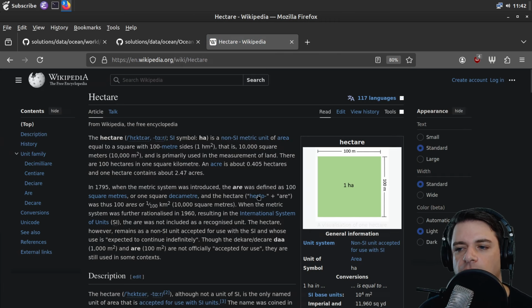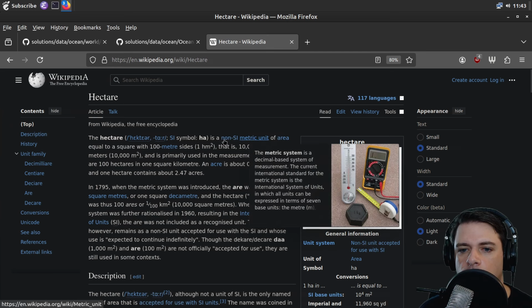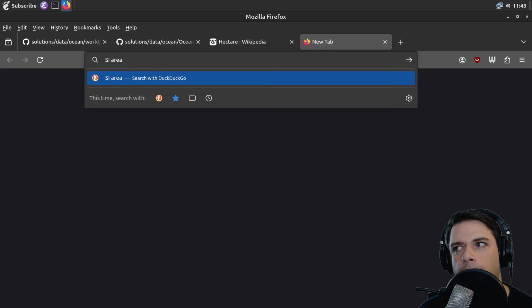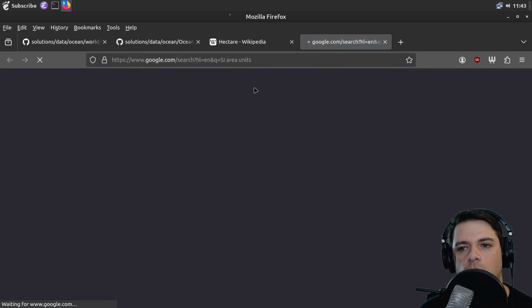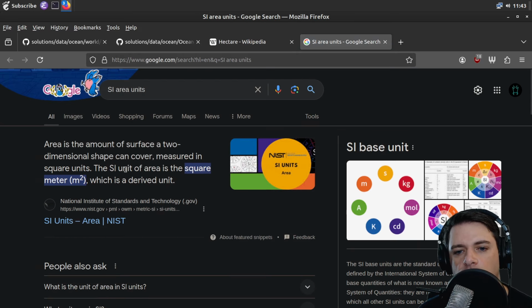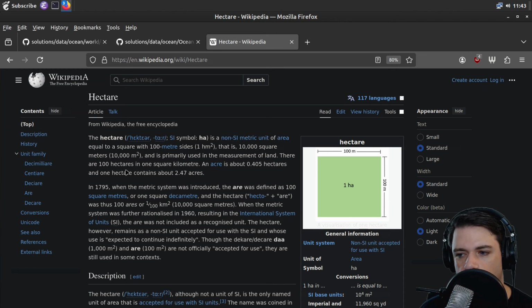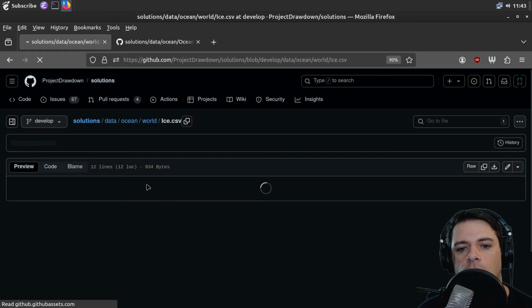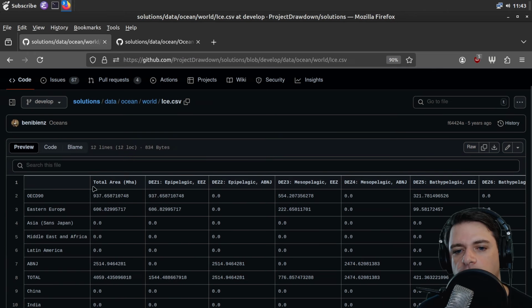I had no idea. I had totally forgotten that the hectare was a metric unit. It's a non-SI metric unit of area. Is the only SI metric square meters? Yeah, you would think. So why not use square meters? Okay, so we have some total area.